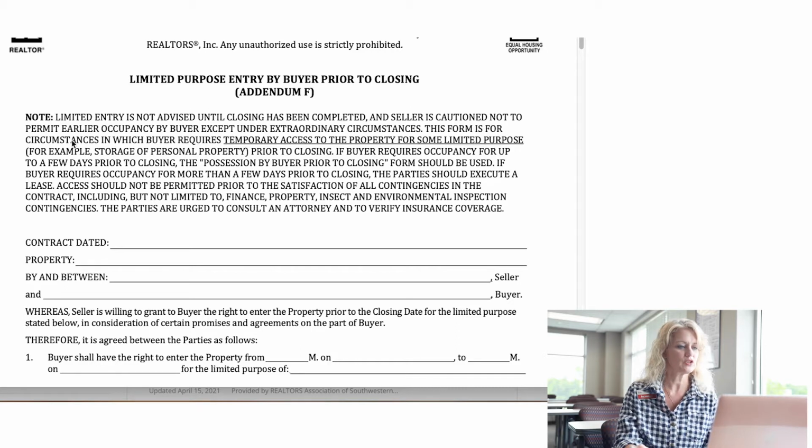This form is for circumstances in which a buyer requires temporary access to the property for some limited purpose. For example, storage of personal property prior to closing. If buyer requires occupancy for up to a few days prior to closing, the possession by buyer prior to closing form should be used instead. If the buyer requires occupancy for more than a few days prior to closing, the parties should execute a lease.